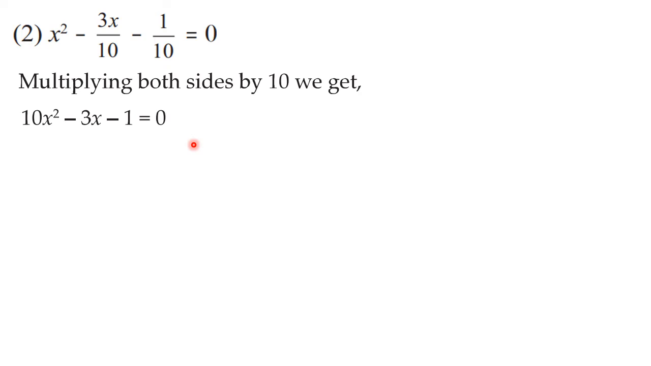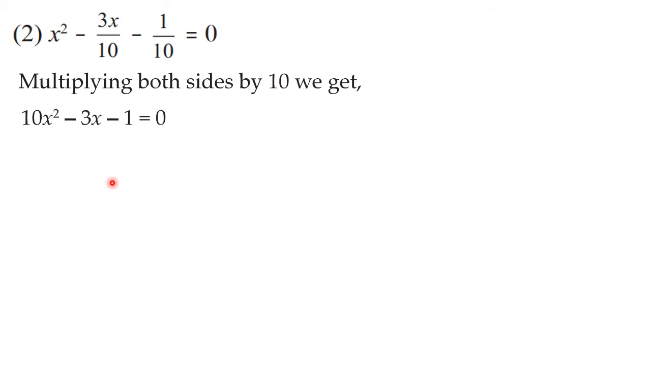Now the next step is to solve it. Okay, so you can think of the factorization method first. As I have said, it is the simplest one. So in that case, you know that we are multiplying the values of a and c. So here the value of a is 10 and c is minus 1. So 10 into minus 1, we are going to get minus 10. So think of two numbers whose multiplication is 10 and difference is 3.